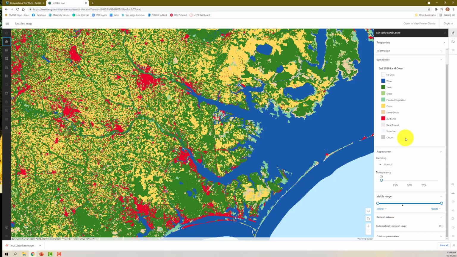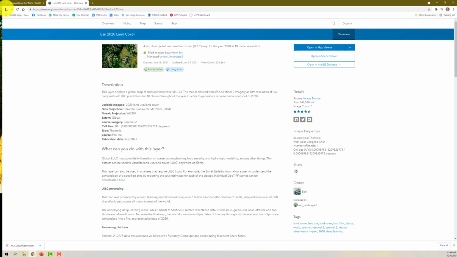Okay, and here is our legend here that is showing you the different properties of that class. And then if we go in and we look at some other possibilities for us, I'm going to back up here and go back to my search, and here is a little bit of metadata: 5 billion hand-labeled Sentinel-2 pixels were sampled from 20,000 sites and distributed across all major biomes of the world.